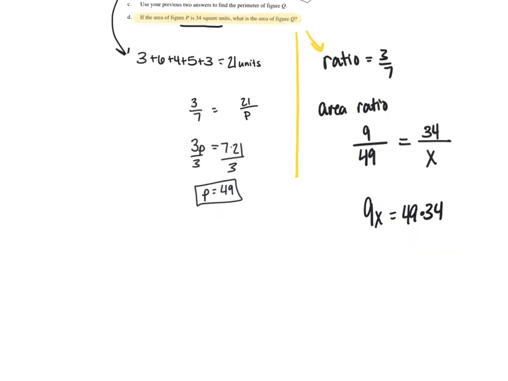So setting up my cross products, I get 9x equals 49 times 34, and then I'm just going to divide both sides by 9 to get my answer, giving me an area of 185.111 square units.